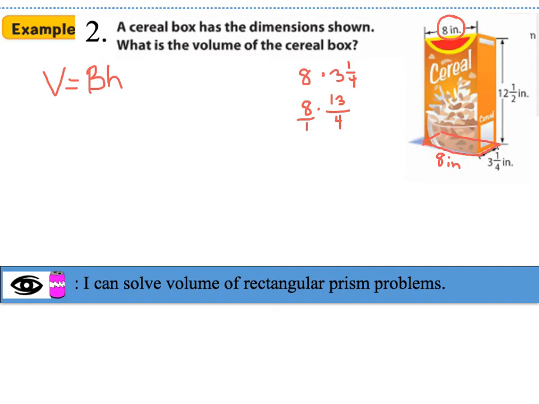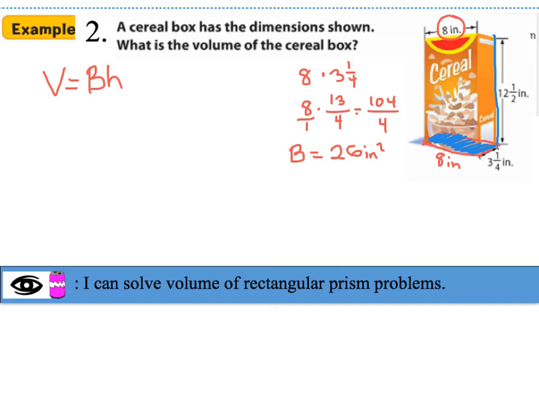So 8 times 13 gets me 104. And the bottom would be 1 times 4, which is just 4. So if I reduce 104 divided by 4, the area of the base of my rectangle would be 26 inches squared. So what we just found was the base of the rectangular prism. Now we have to multiply by how high it is to get the volume.